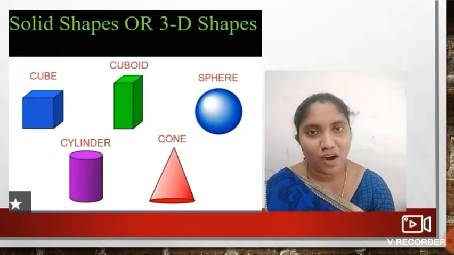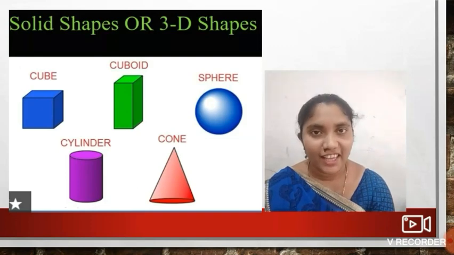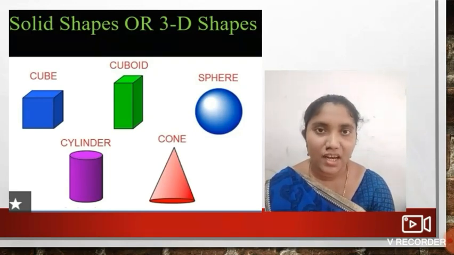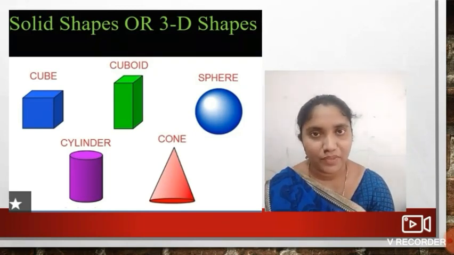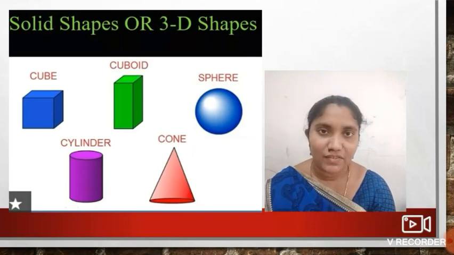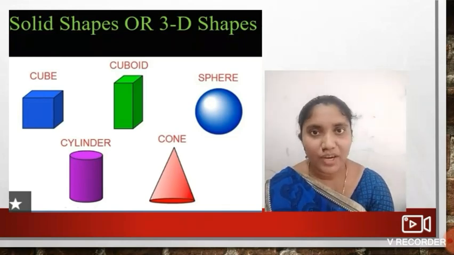The next one is solid shapes. Solid shapes are also called as 3D shapes. It has 3 dimensions called length, width and height. The 3D shapes are cube, cuboid, cylinder, cone and sphere. Cube. A cube has 6 flat surfaces. All the faces in a cube are equal squares. There are no curved surfaces. In a cube, the cube can slide. The examples of cube are ice cube, dice and a letter cube.